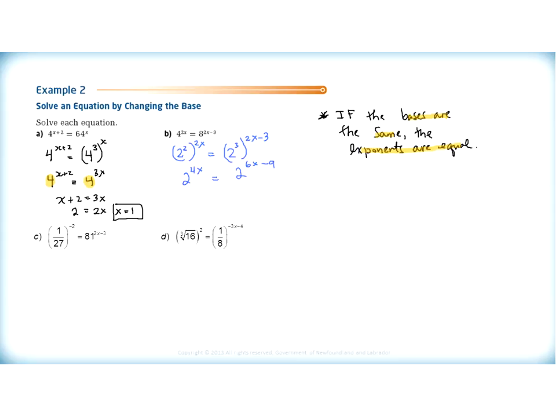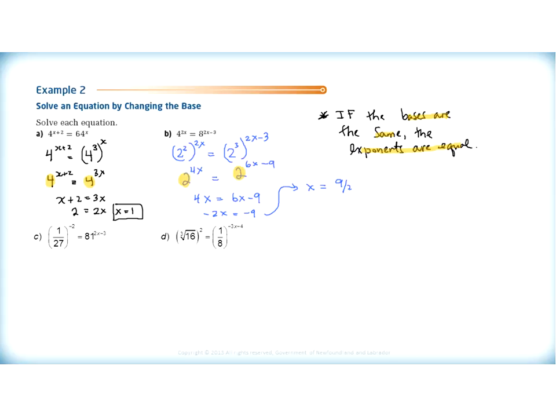I now again have that very important rule of like bases, so the exponents have to be equal. So 4x is equal to 6x subtract 9. So if I solve for x, I get 4x subtract 6x, which is a negative 2x equals a negative 9. Divide by negative 2, of course, and I end up with x is equal to 9 over 2. There's my solution. I've solved that equation for x.